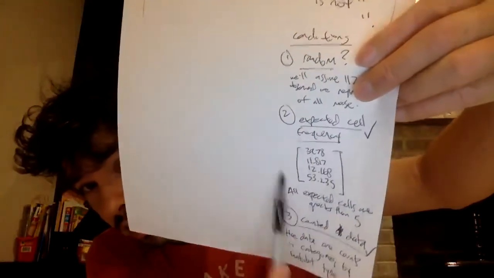Check. The data are counts in categories by habitat type. They're counted, it's categorical. Check for counted data. Check for expected cell frequency. They're all greater than 5. You've got to show the expected cells. Got to show that they're all greater than 5.